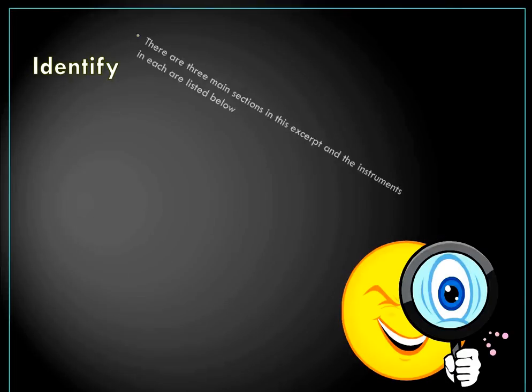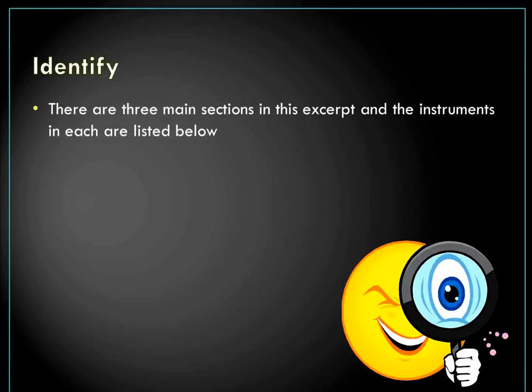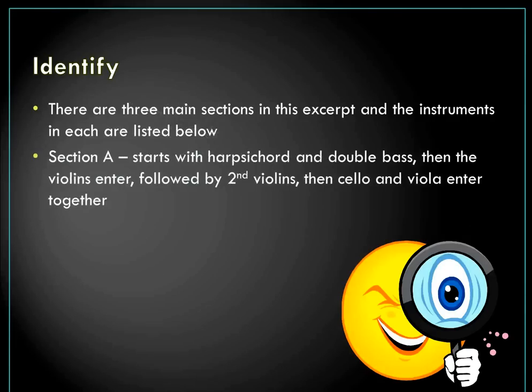Okay, so identify. The topic sentence is: there are 3 main sections in this excerpt and the instruments in each are listed below. So in section A, it starts with the harpsichord and double bass, then the violins enter, followed by the second violins, then cello and viola enter together after that.